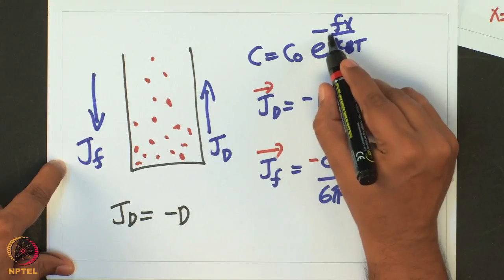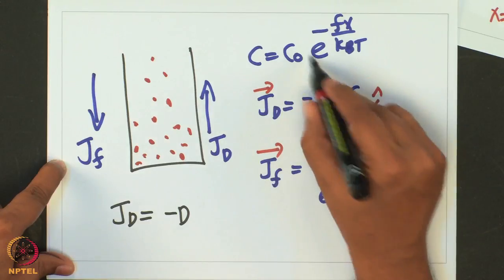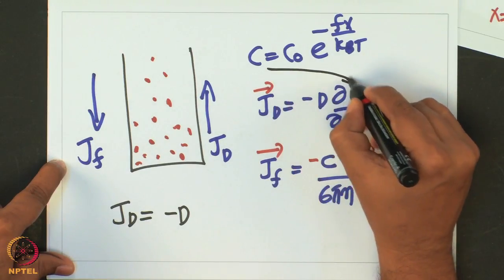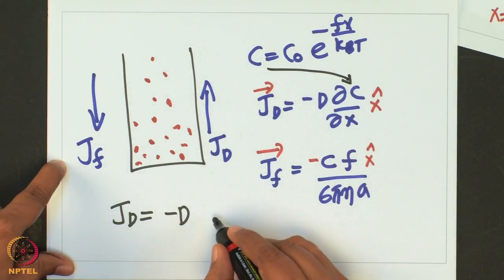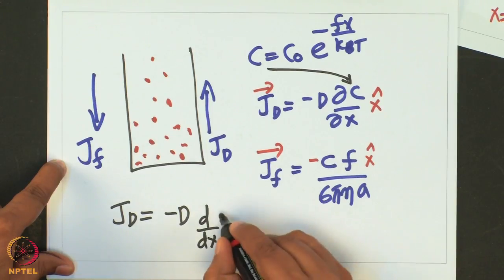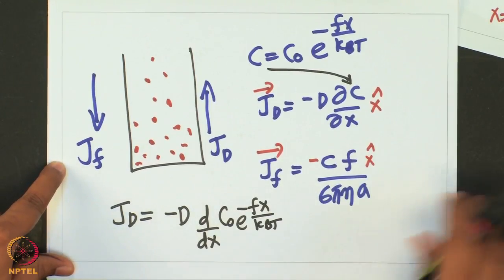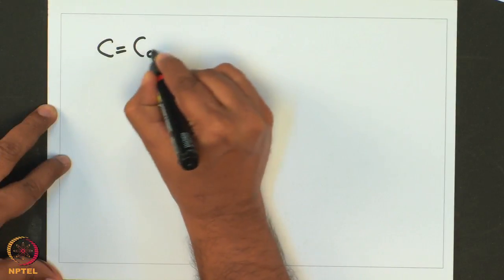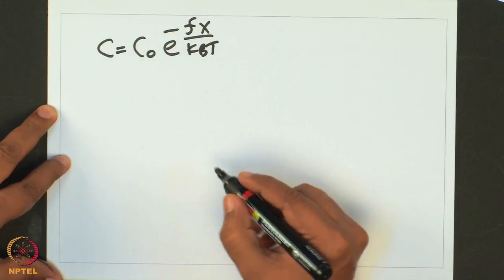So if I calculate del C by substituting this C here, and calculate the derivative of this, what would I get? I would get d by dx of C0 e power minus fx divided by kBT. That's what I would get. So let us recalculate these two things. Let us first recalculate Jd. We know that C is C0 e power minus fx by kBT.